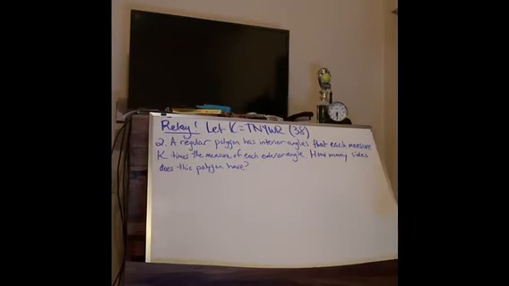Alright, so number 2. So we're going to let k equal TNYWR. That stands for the number you will receive. So we found out from number 1 the answer was 38. And we're going to use that for number 2. A regular polygon has interior angles that each measure k times the measure of each exterior angle. How many sides does the polygon have?